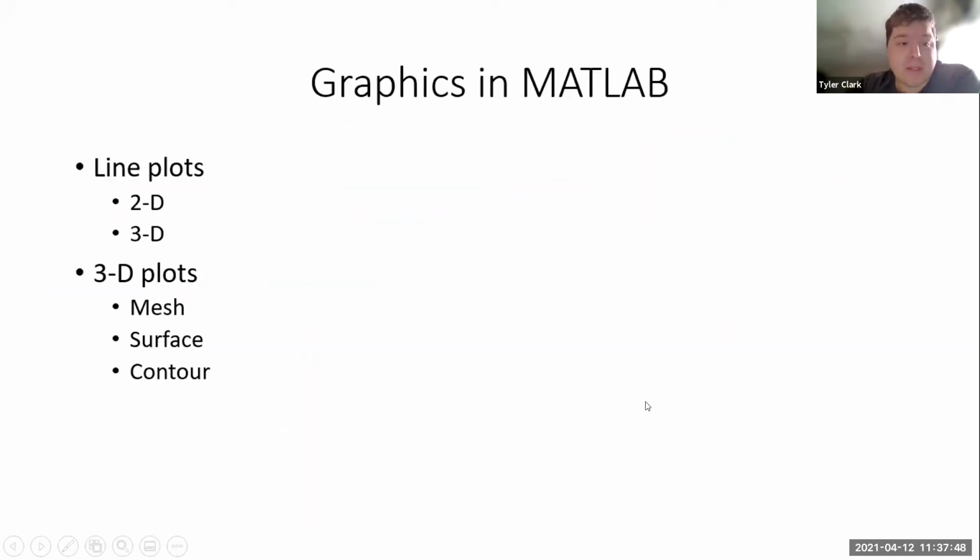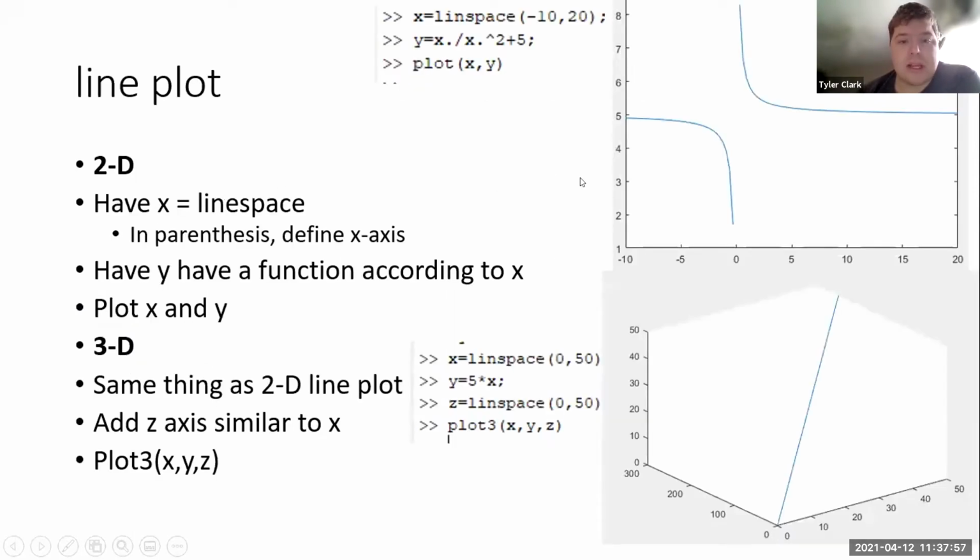Some graphics in MATLAB are line plots, 2D and 3D, and some 3D plots of mesh, surface, and contour, the ones I chose. Line plots are the 2D versions, in this upper right corner. I have x equal to linspace, and then in parentheses how much you want. Like I did -10 to 20, so you can see along this line plot. And I made the y function x divided by x squared plus 5, and that gets what you see on the screen after you plot x and y.